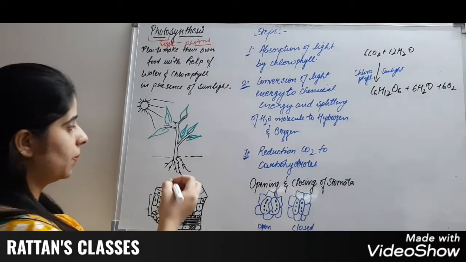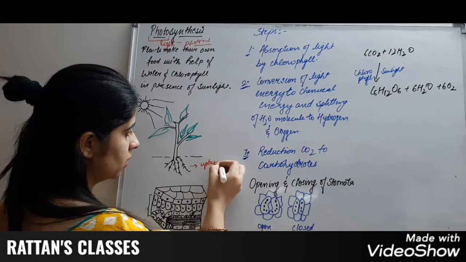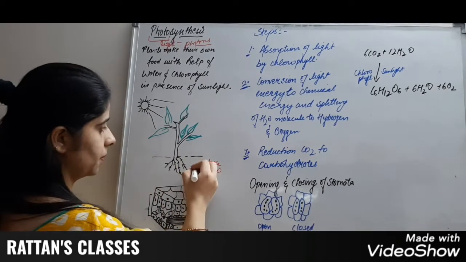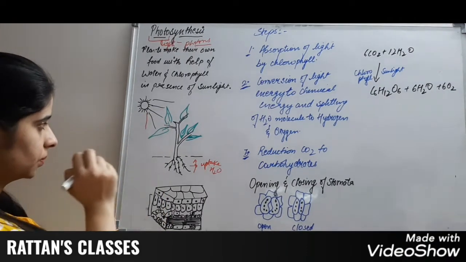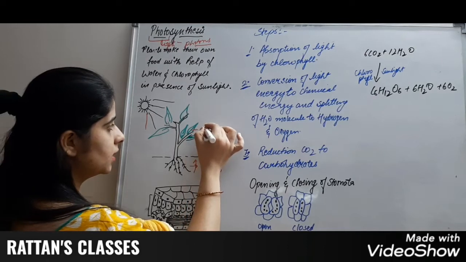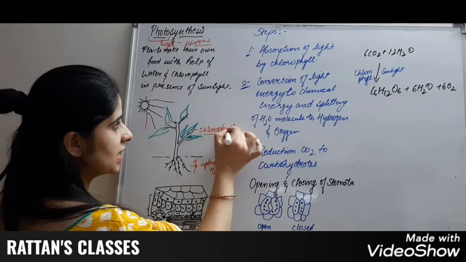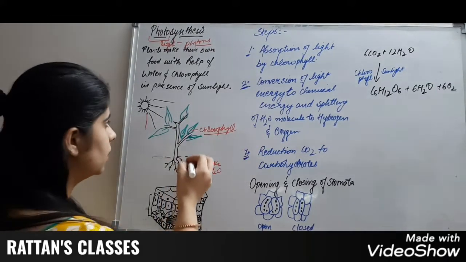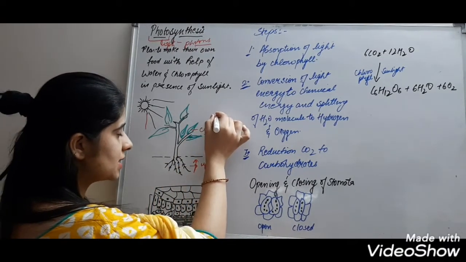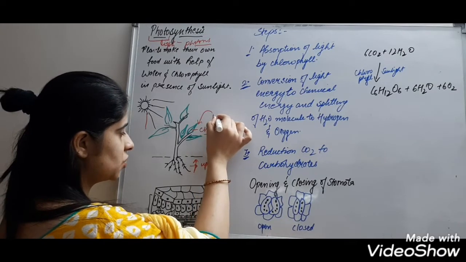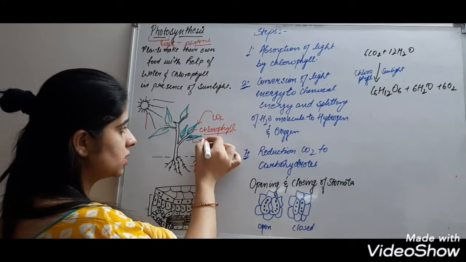What happens? A plant takes up water from the roots, sunlight from the sun, and chlorophyll is the green pigment present in the leaves. The water goes up and carbon dioxide is exchanged from the atmosphere, and as a byproduct oxygen is given out.